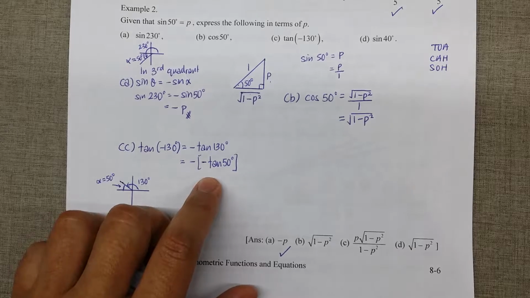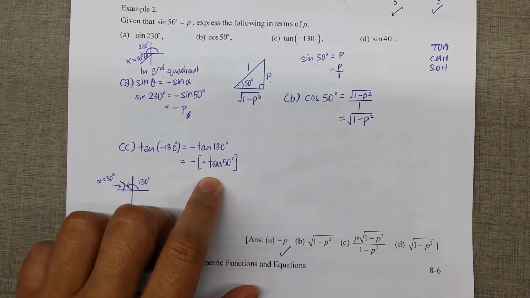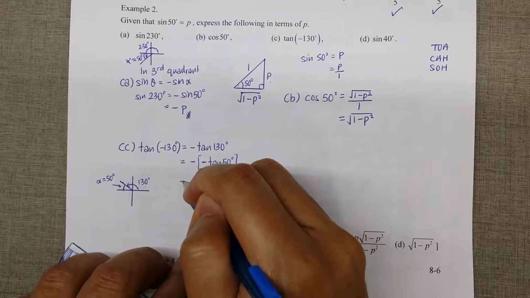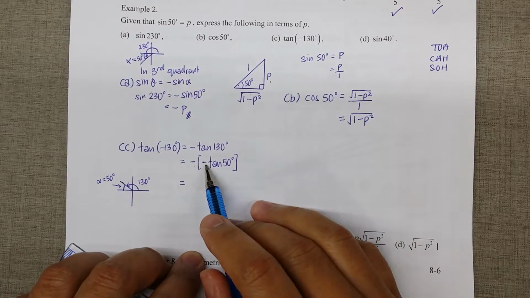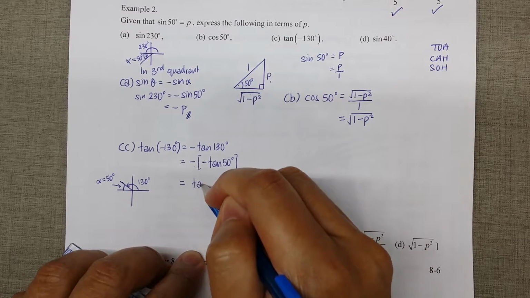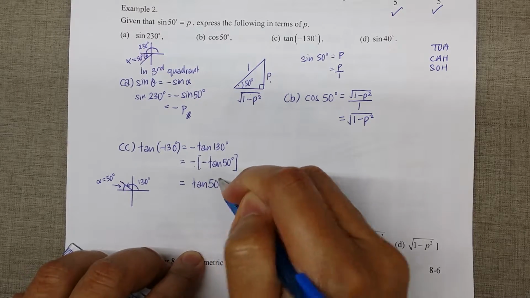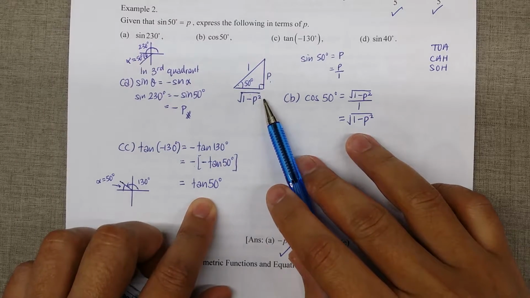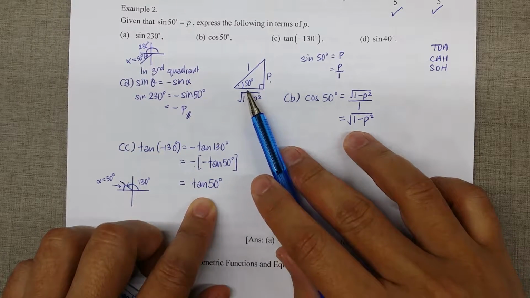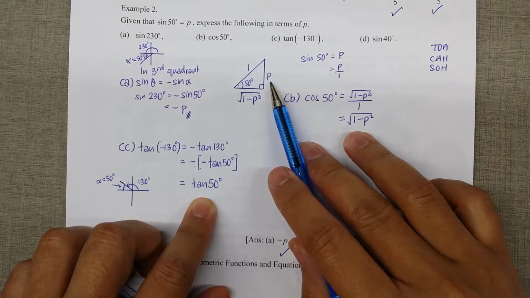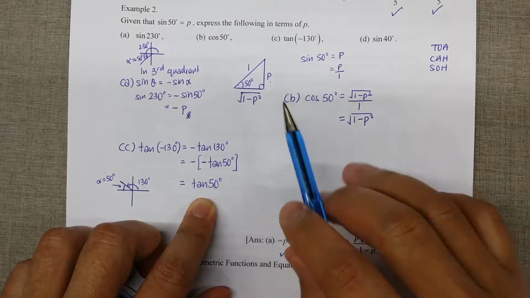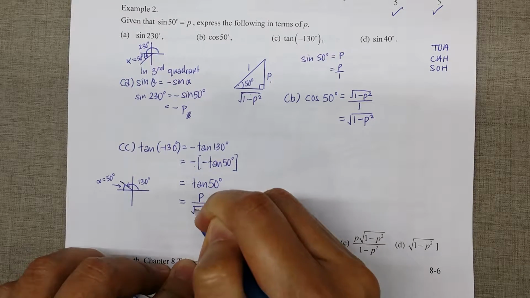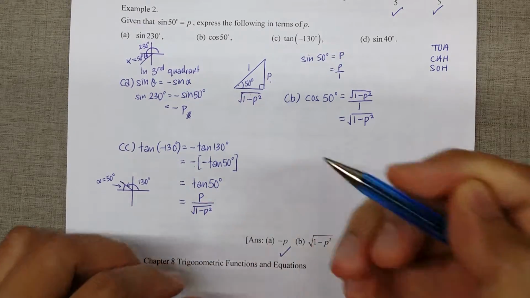Okay, I'm looking at the second quadrant because 130 falls in the second quadrant. Okay, I'm ready to solve. Negative becomes positive, so I simplify the problem to get tangent 50. Where can I get answer for tangent 50? Go back to this triangle. Right angle triangle, this is 50 degree. Opposite is P, adjacent is this. So I will get P over square root 1 minus P square.